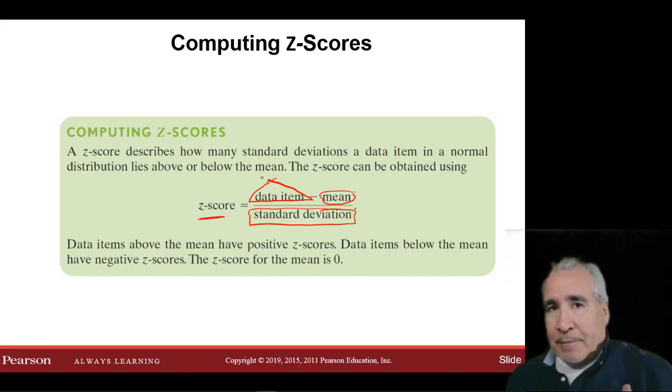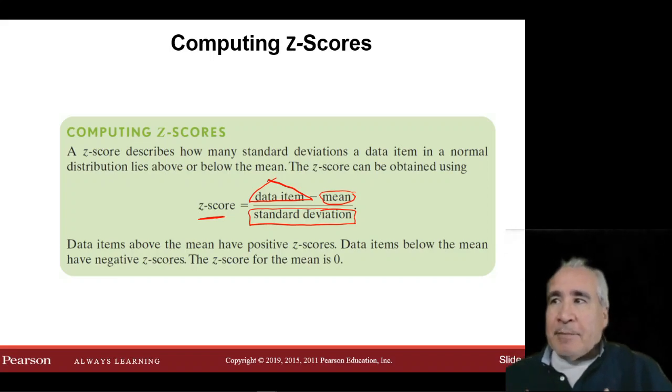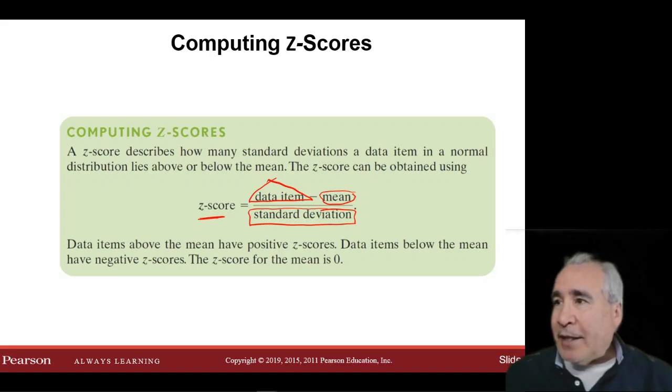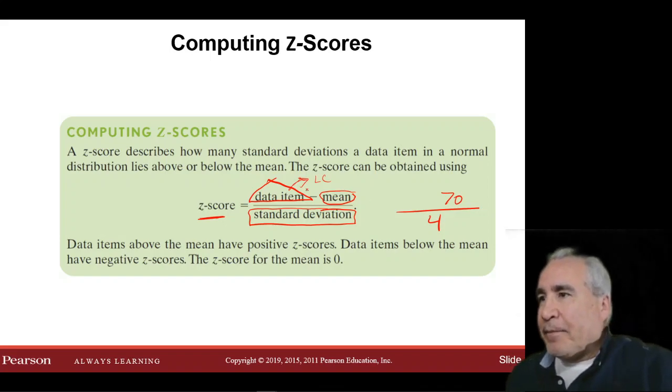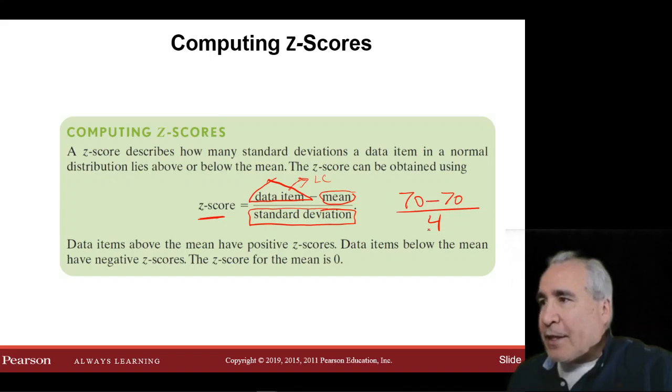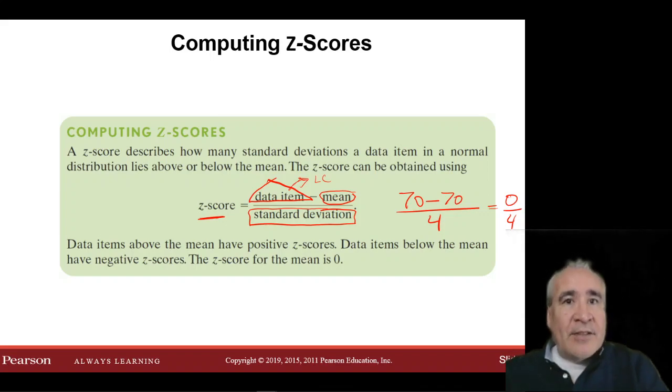That's the data item. So a particular person, like Little Crow, is 70 inches. I'm a data item. The mean they gave us is 70 inches. Standard deviation is 4. And Little Crow, who is your data item, LC, is 70. So we put the data item of 70. 70 minus 70 is 0 divided by 4. That's 0. That's why in the graph you saw the mean in the middle, it's 0.